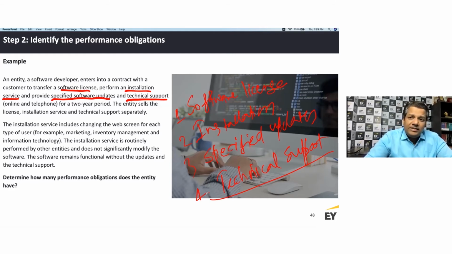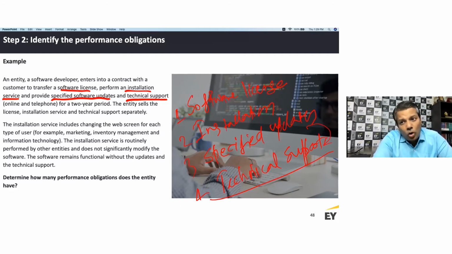Now, in some examples, when we see real life, we don't see specified updates. We see unspecified updates. Now, if there are unspecified updates, from a standard perspective, unspecified updates are then part of maintenance.